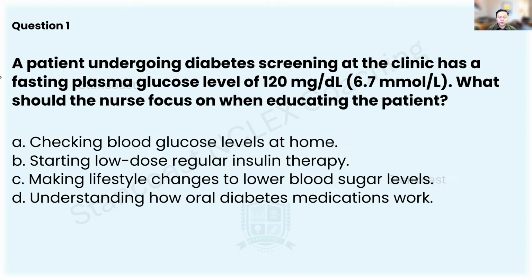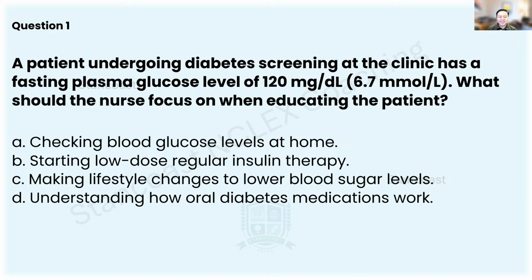Take note, you are taking care of this patient who is undergoing the screening and now has a fasting plasma glucose of 120 milligrams per deciliter. So when you are going to start educating this patient, what would be your focus on? Would that be letter A, checking blood glucose, or B, starting low dose regular insulin therapy, or C, making lifestyle changes to lower blood sugar levels, or D, understanding how oral diabetes medications work?